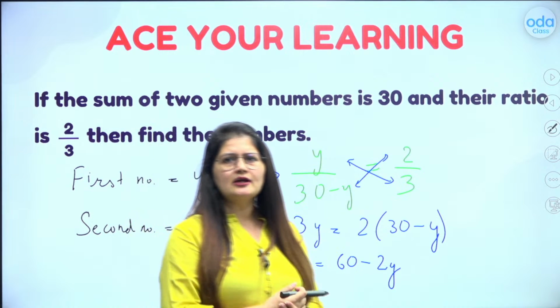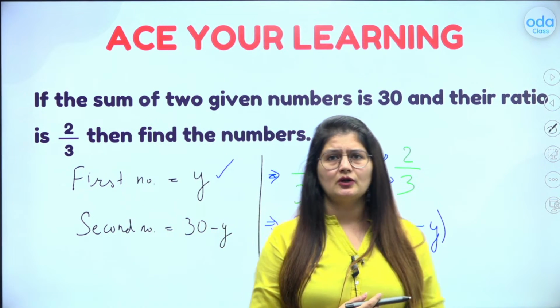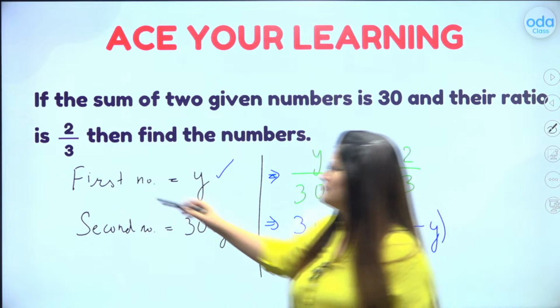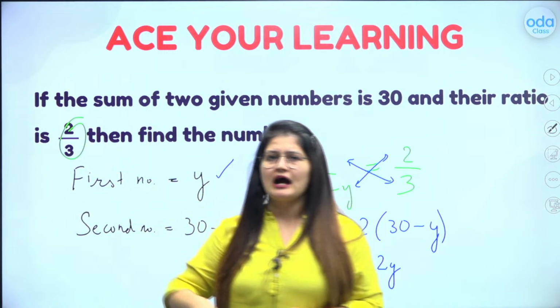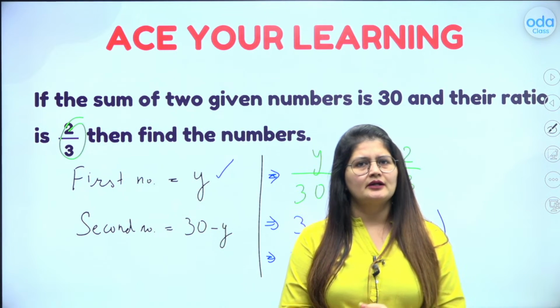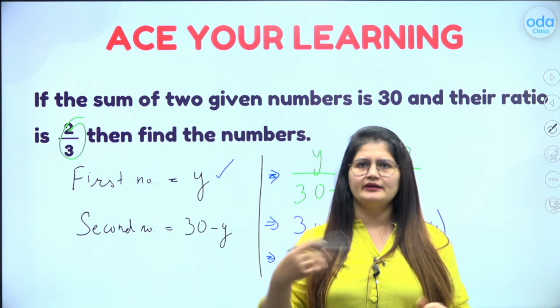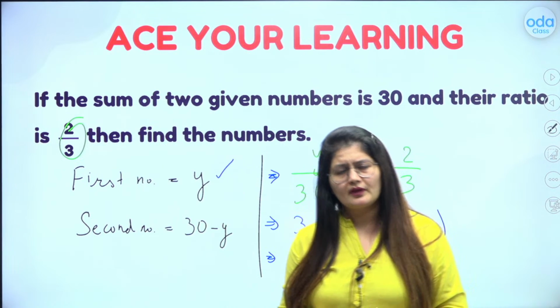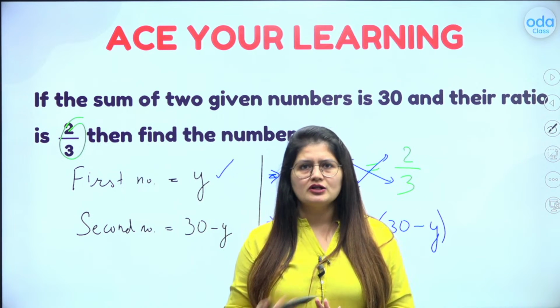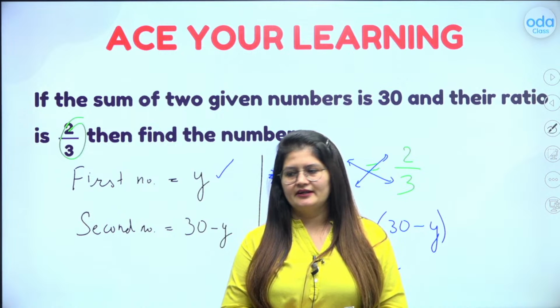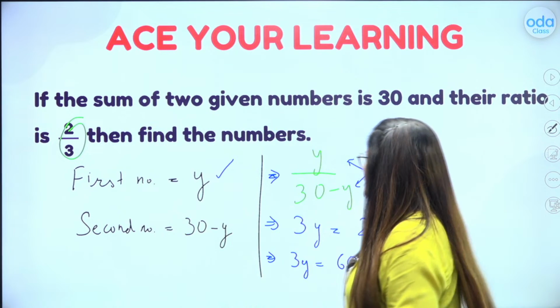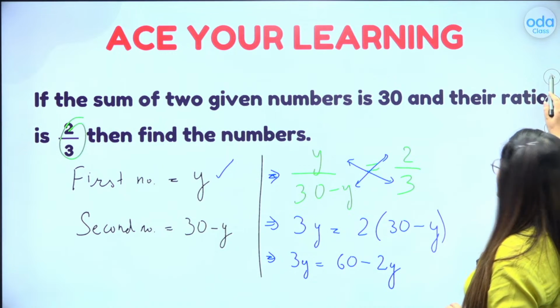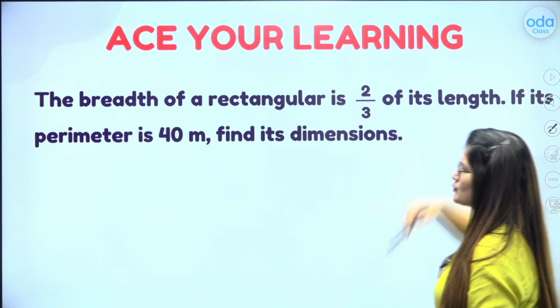The second condition in the question was that the ratio of the numbers needs to be 2 by 3. Are we getting the ratio as 2 by 3? Clearly yes, because 12 by 18 is actually 2 by 3. In this way, we can also check our answers. Done? Okay, now let's move to the next question.